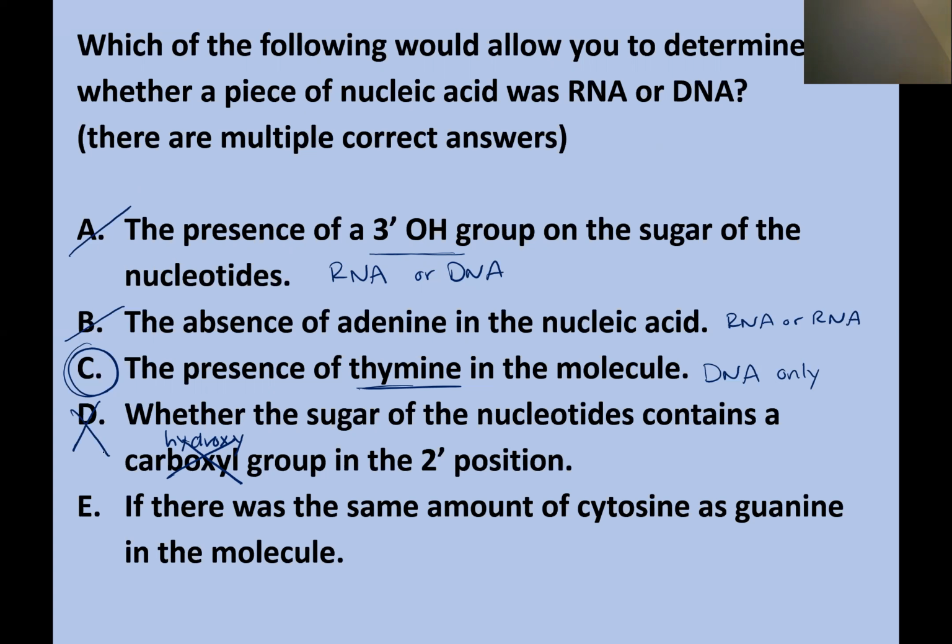And then if there was the same amount of cytosine as guanine, so we know that C and G base pair together, but that's only in DNA, right? So if you had 2 strands of DNA, you're going to have the same number of cytosines as guanines because they have to base pair. All right, so you're thinking about differences between DNA and RNA, or differences and similarities.